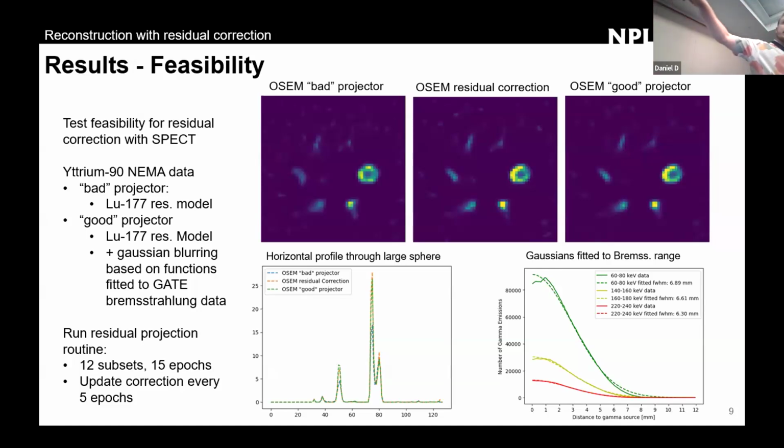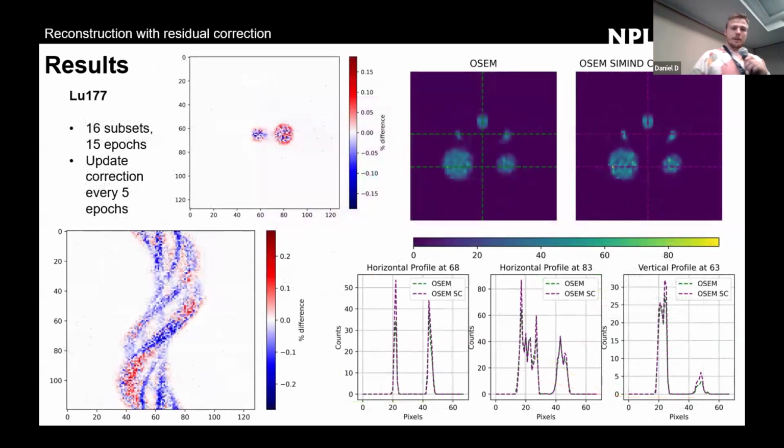On the left here, you can see the results with a bad projector, in the middle with residual correction, and on the right with the good projector. Down in the middle there's a plot of a profile through the large sphere. You can see that the residual correction, even with only 2 Monte Carlo forward projections, is quite similar to the good projector. So we thought this was good and went on to apply this to some real data.